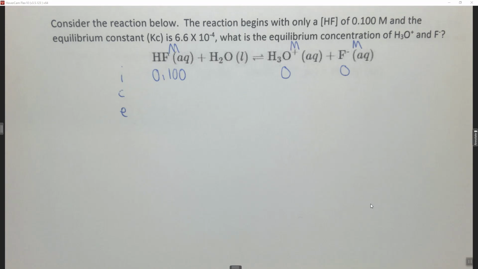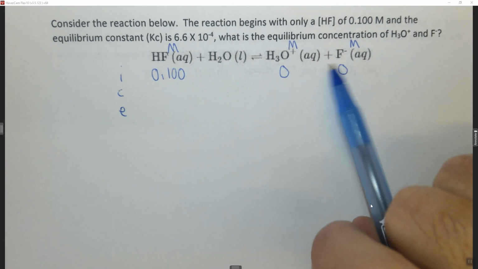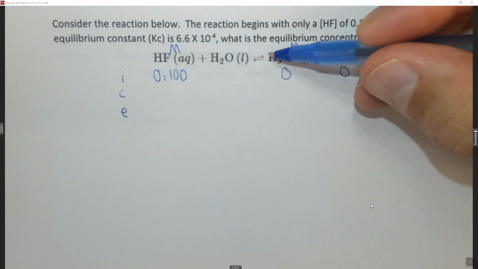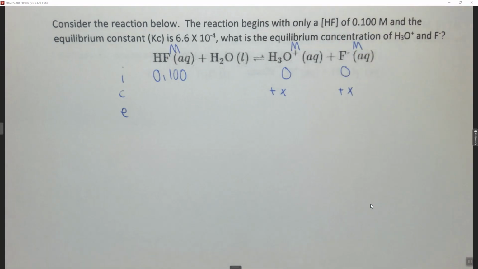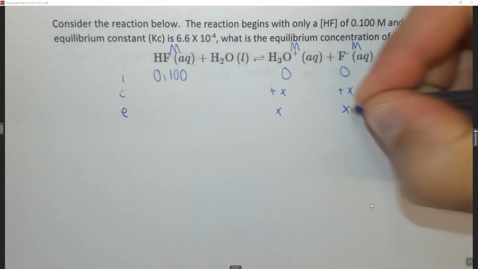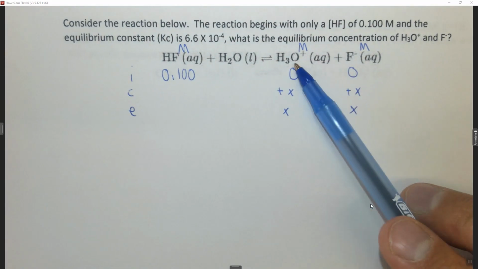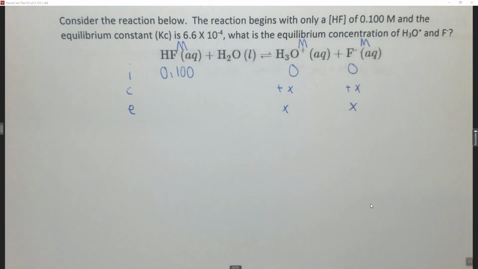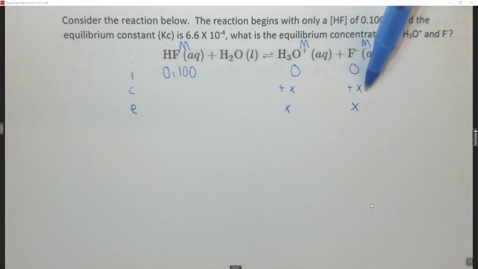We're now going to have a change in concentration here. In this case, we're going to gain some amount of each of these. Because they're one-to-one stoichiometry, if we gain x of this one, we're going to gain x of this one. The reason these two things are equal is because for every one of these that reacts, we get one of these and one of these as well. So one of these reacts with one of these to form one of these and one of these. So if we get x of this, we must get x of this.